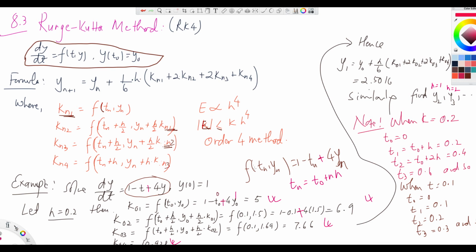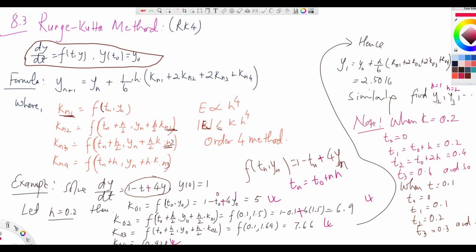Because when you plug in here, you will get f of t1, y1. Y1 will be that value. You see that? Similarly, t1 plus h over 2. So what is t1? T1 will be 0.2 plus 0.2 over 2, which is 0.1, so 0.3. This will become 0.3. Similarly, you just plug in those values and get those. And then you find out y1, y2, y3.